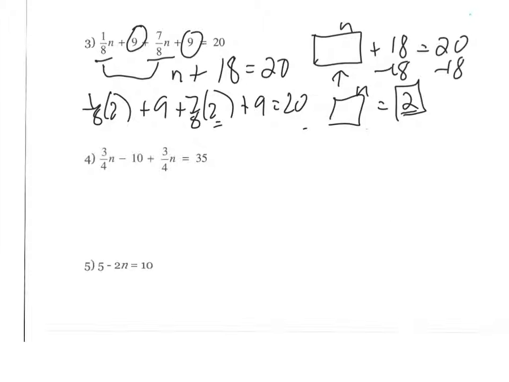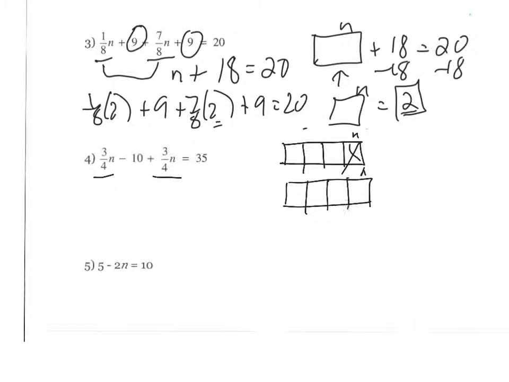Next, let's take a look at 3/4 n plus 3/4 n. What would that mean? That would mean out of this box that you don't know how much is in, you have 3/4 of one box, and then you have another box that has the same amount in it. You just have 3/4 of that. So altogether, you have 6/4, 1.5 boxes. 6/4, you can either say 1.5 n, or you could say 3/2 n.